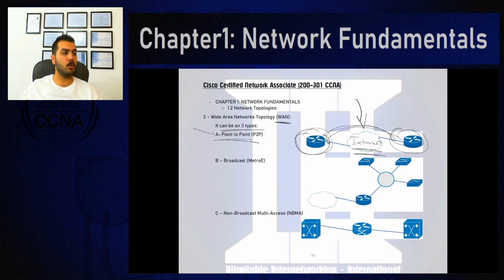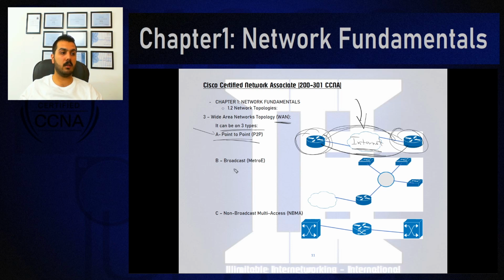Point-to-point means that you both should, using some technologies and some protocols, connect to each other in a way that these two routers think that they have a direct cable between them. This is something about WAN protocols that you will study in further courses.